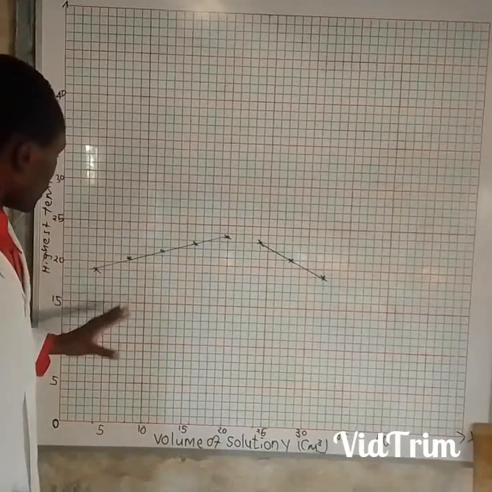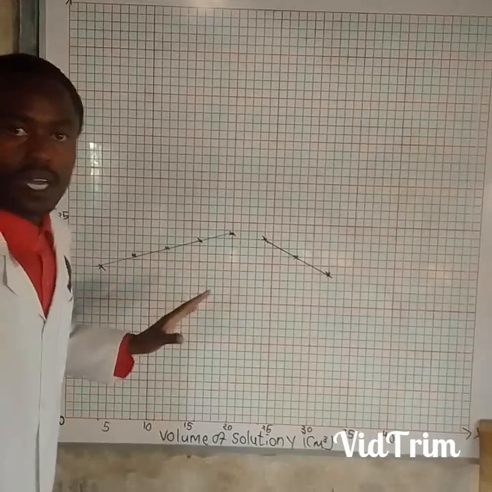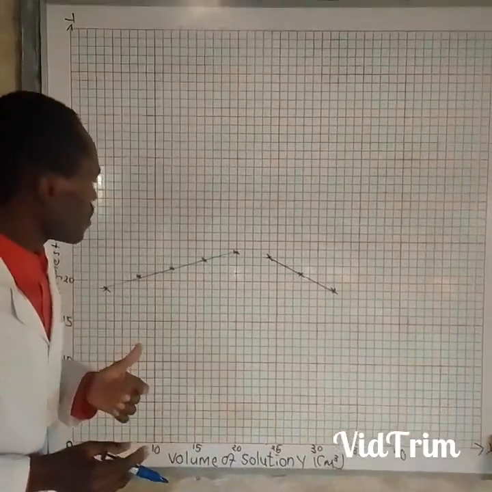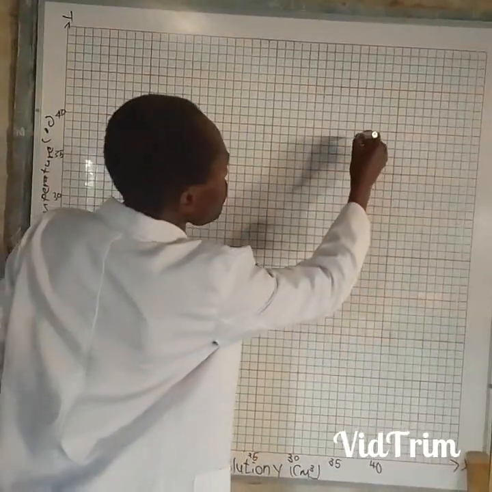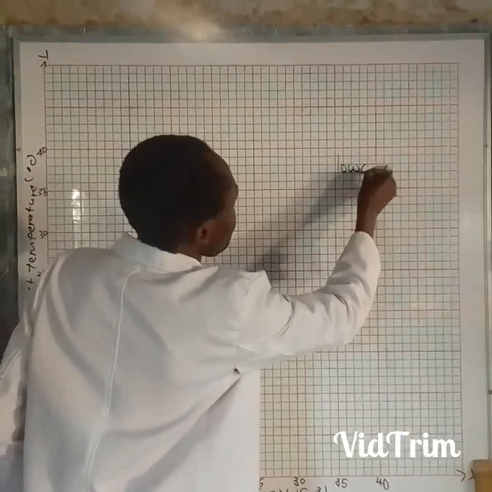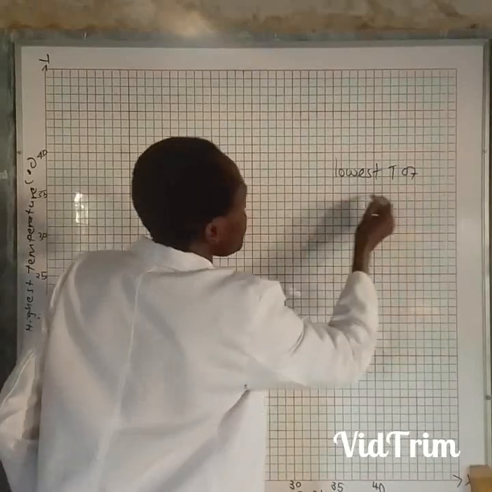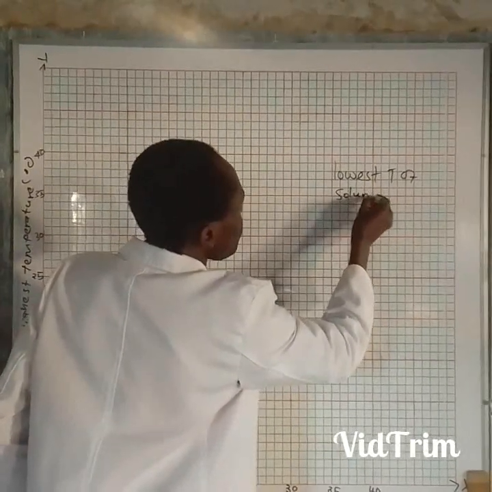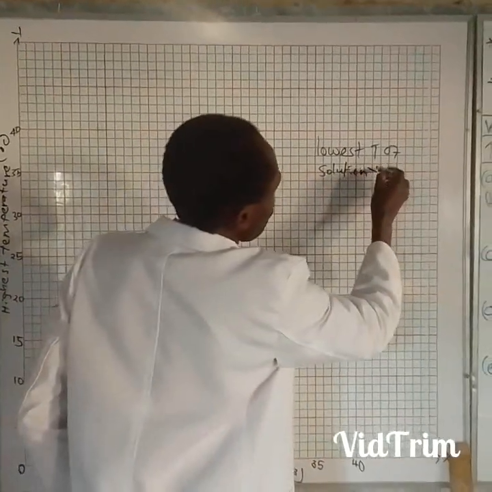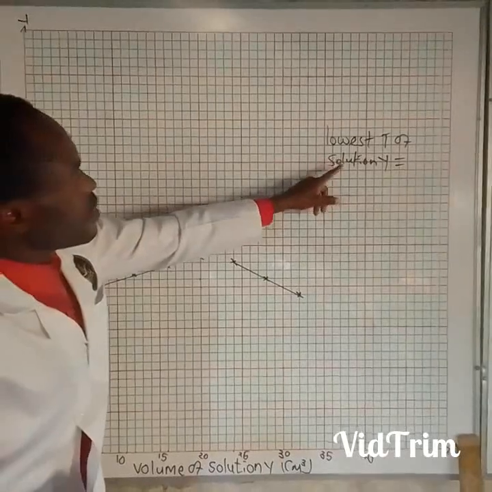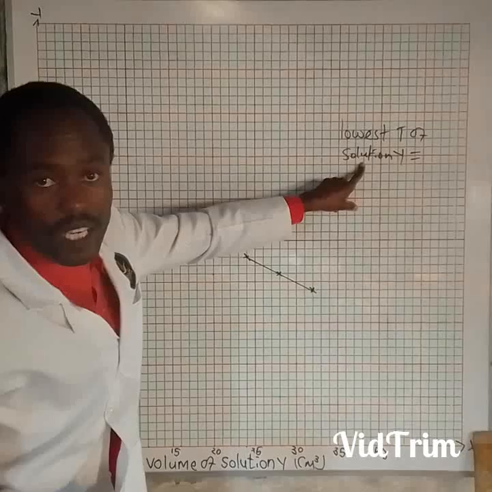So I want now to move on and look at how to calculate the lowest temperature. First of all, we want to look at the lowest temperature. Let me write here. Lowest temperature of solution Y from the graph.